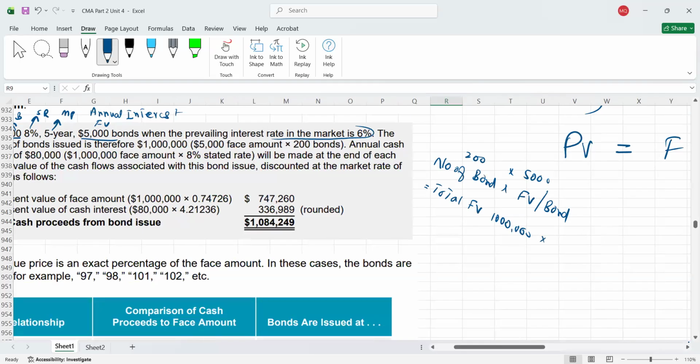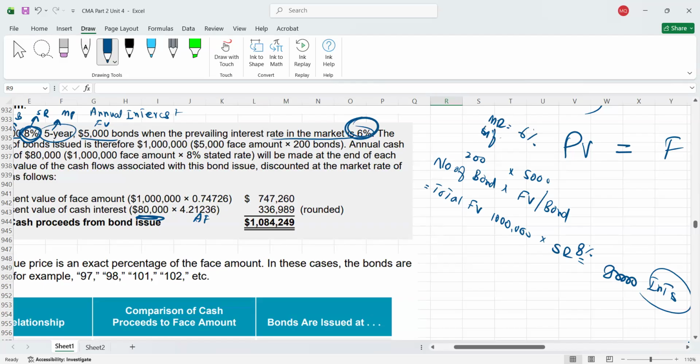Now this 1 million you will multiply with the stated rate to get the interest. The stated rate is 8%, given here. If you take it, it is going to be 80,000 dollars of interest. I told you, interest you will always multiply with the annuity factor. But when you select the annuity factor, you need to look at the market rate, which is now 6%, and at the bond's life, which is 5 years.